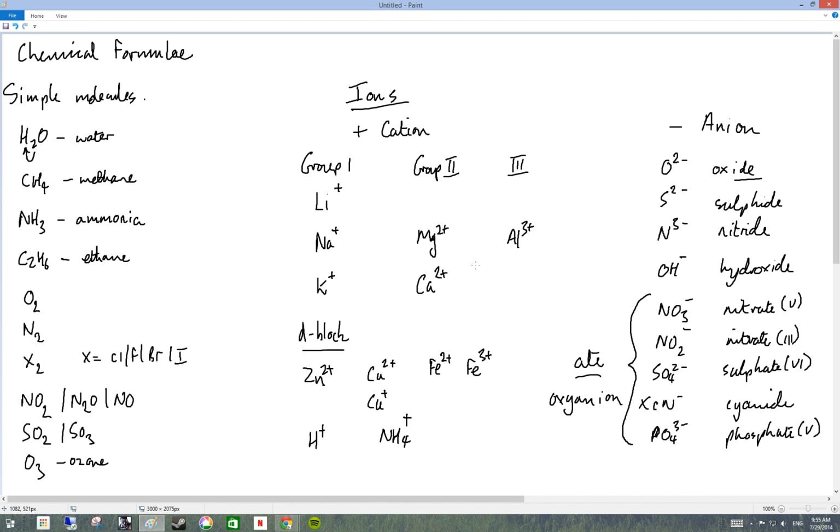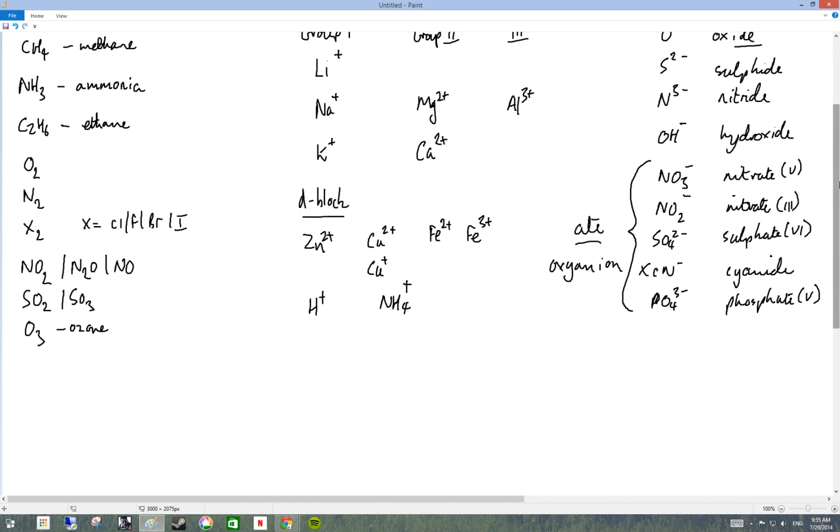So one thing that we can do, and this is the last thing I'm going to do on the formula bit, is join these together to make an ionic compound. And when you join cations and anions together to make an ionic compound, you need to have the same number of positives as you have negatives.